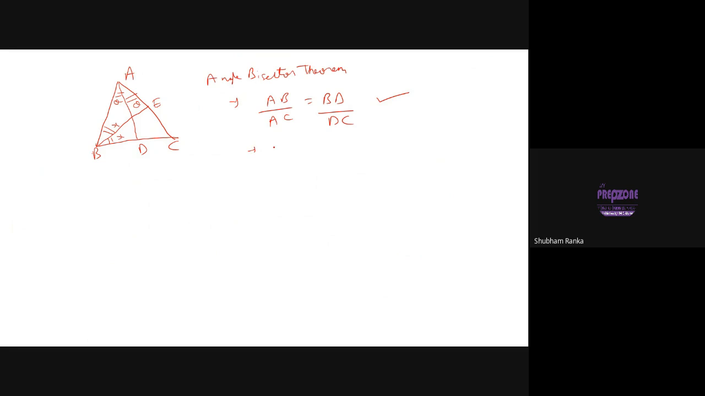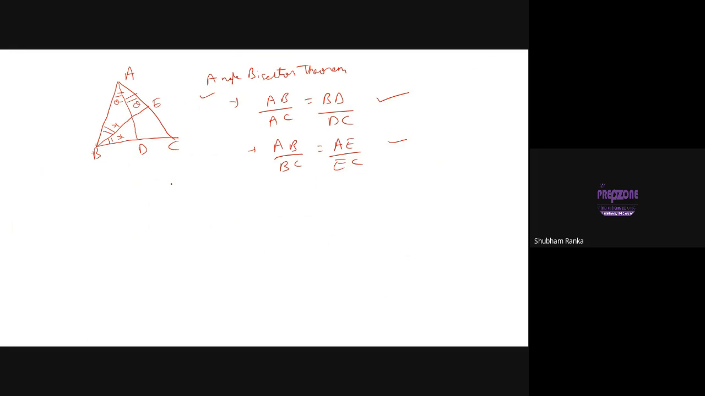Similarly, if we write the theorem for another angle bisector, let's say BE, then the same theorem will be written using the two sides that are joining. So AB by BC will be equal to AE by EC. This will also hold true if BE is the angle bisector. Right. So this is the angle bisector theorem.